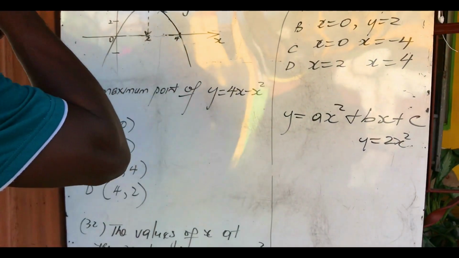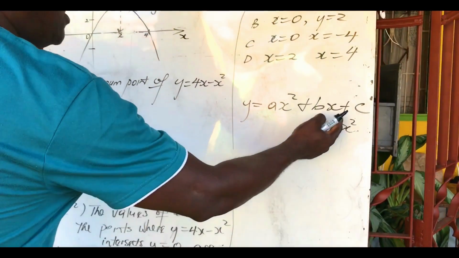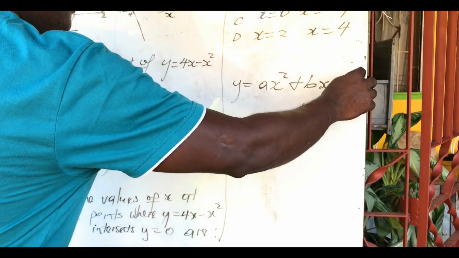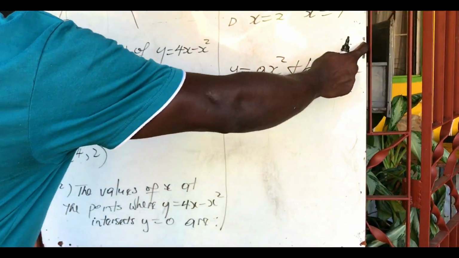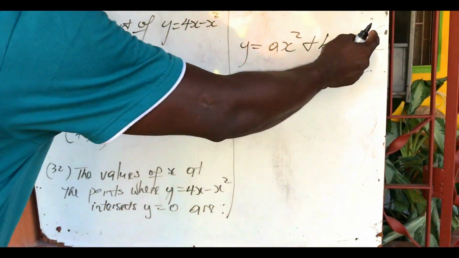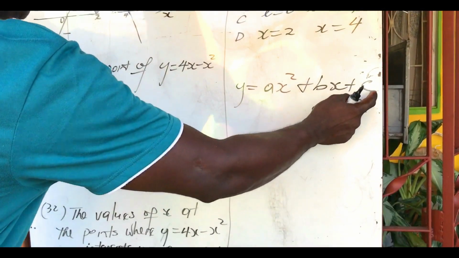Now it is of note that whenever you have ax squared plus bx plus c, the c really refers to the y-intercept. That is where the graph, which is a parabola, cuts the y-axis.